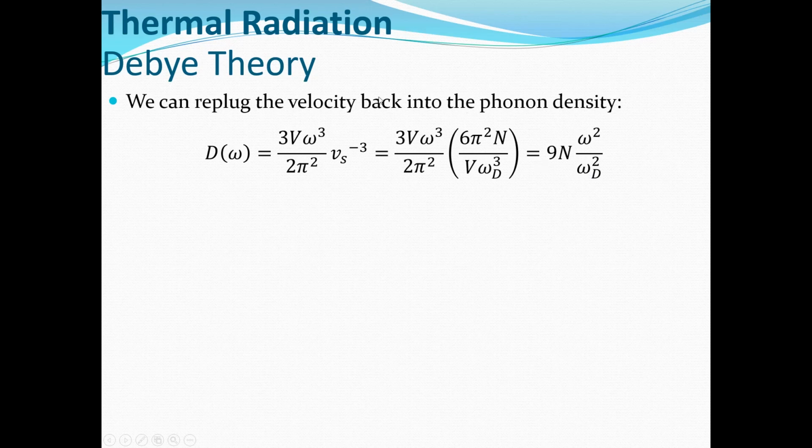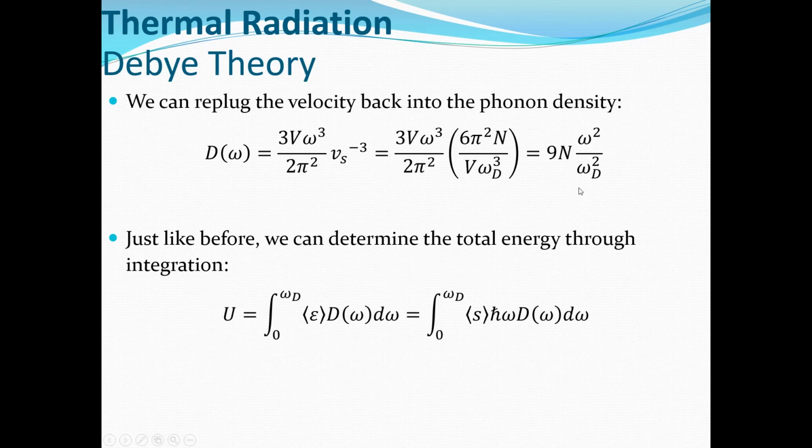All right. So if we look at the equation that we had for the phonon density, so that we get rid of the velocity aspect, we can plug in the equation that we had for the velocity as a function of the Debye frequency, plug it back into here, and we end up getting this really nice relationship between the number of molecules, the current frequency, and the cutoff frequency.